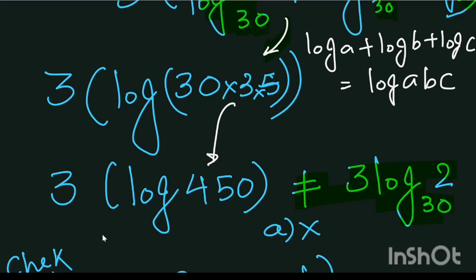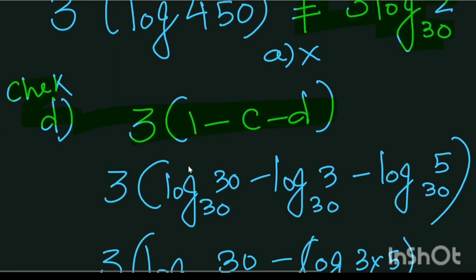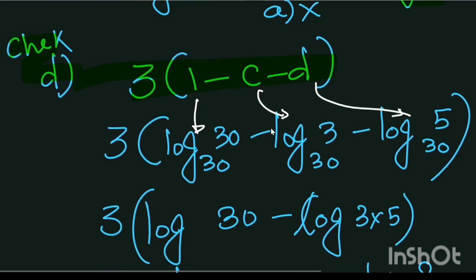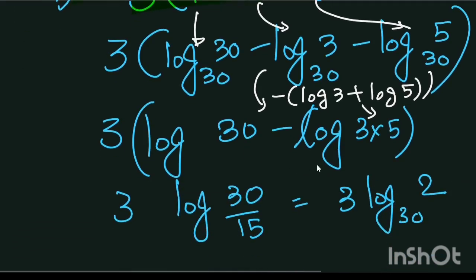Now we will check which option, guys. So yes, we will check the D option, which is given to be this. Again, 1 is replaced by log 30 base 30. c is this, d is this. If you take minus common here, in the next step, log 3 plus log 5 becomes log 3 into 5, using the same rule, log m plus log n is log mn. So log 30 minus log of 3 into 5, it becomes 15.